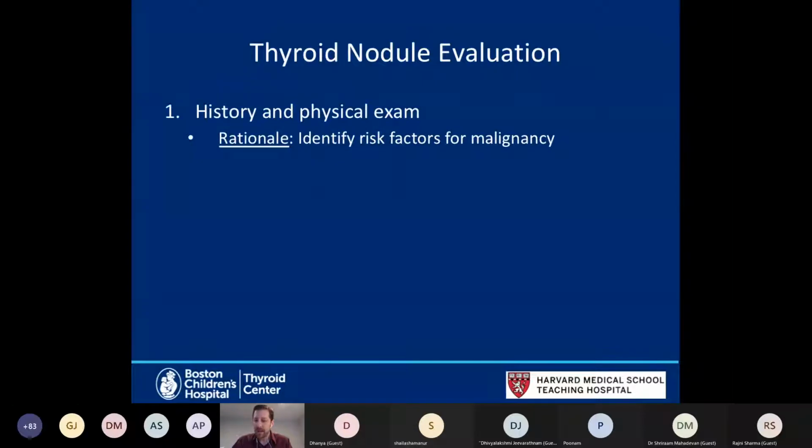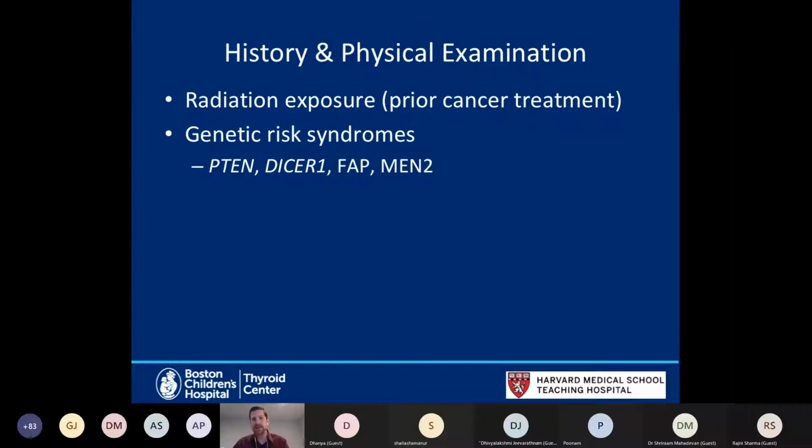So I'm going to try to take a stepwise approach and walk you through the rationale for the evaluation as I see it. Obviously, a careful history and physical exam is important to identify risk factors for malignancy, and I think we've covered these in the previous presentation, so I'm not going to dwell on them. But important things such as radiation exposure and any features consistent with one of the genetic syndromes that was mentioned, and I'm happy to expand on those if desired later.